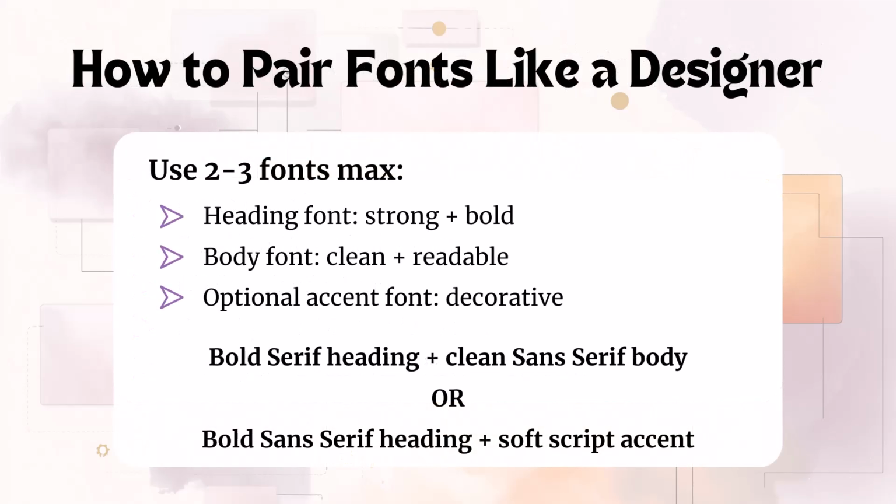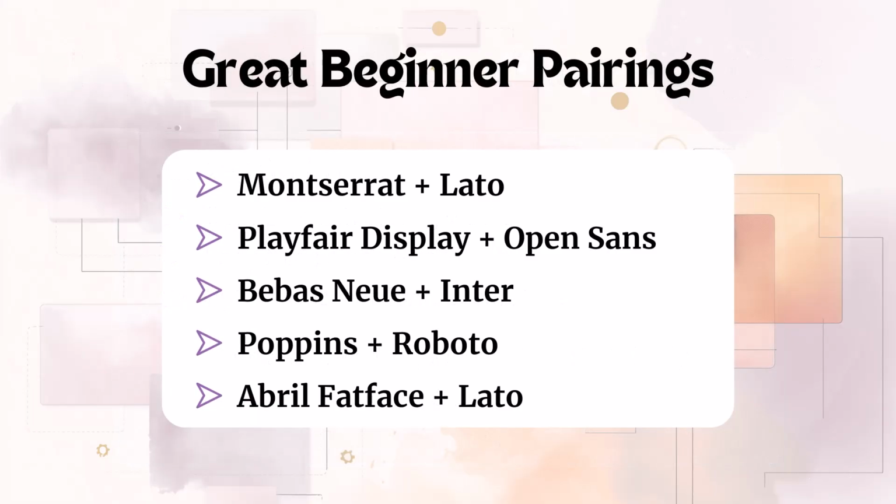Most beginner designs look messy because people use too many fonts. You only need 2 fonts to create a strong brand. One for headings, one for body text, and maybe a decorative accent font used very sparingly. The easiest way to pair fonts is to mix opposite personalities. A bold serif header with a clean sans serif body always looks professional. If you're not sure where to start, these pairings are classic creator favourites. They work beautifully in planners, blog graphics, journals, courses, everything.